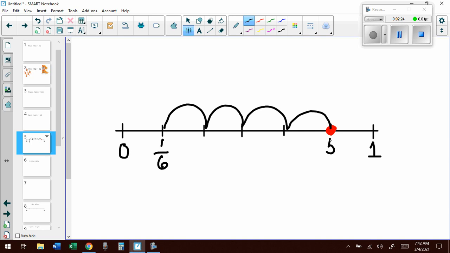So 5 sixths minus 4 sixths equals 1 sixth. So there's our visual model, placing it on a number line, which you should be very comfortable with, and then counting back the number of sixths.